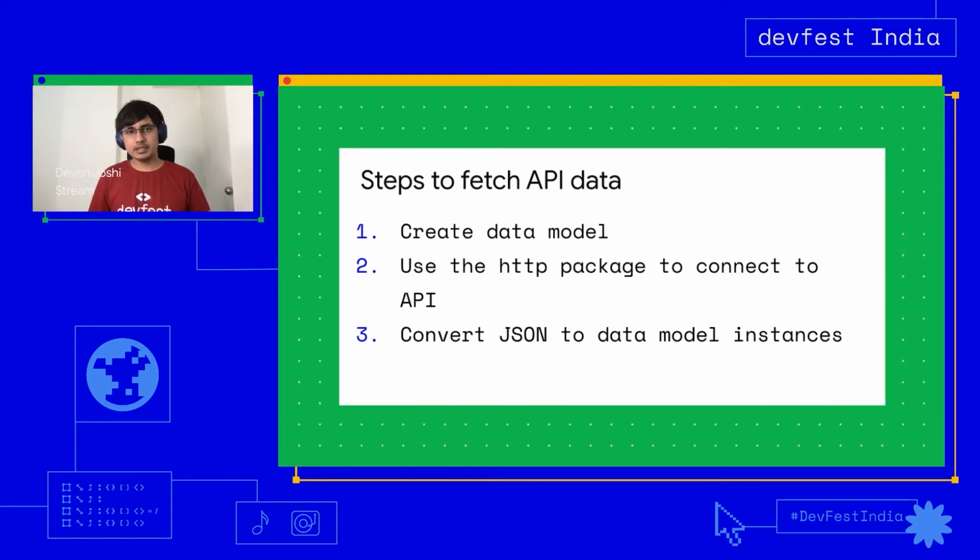Okay, so here are the steps to fetch the data required. We'll go through them in more detail, but the first is create a data model. Second, use the HTTP package to connect to the API itself. And the third is convert the JSON into a data model instance.